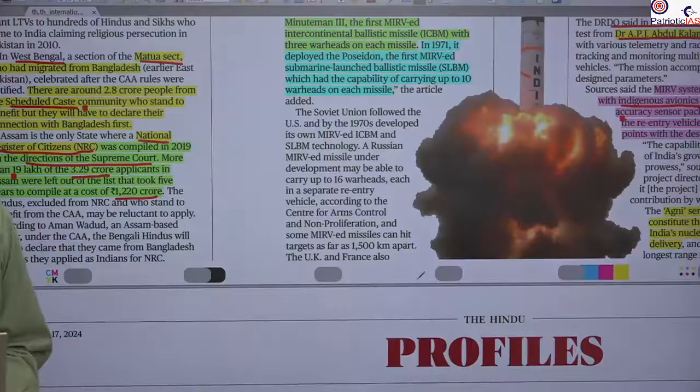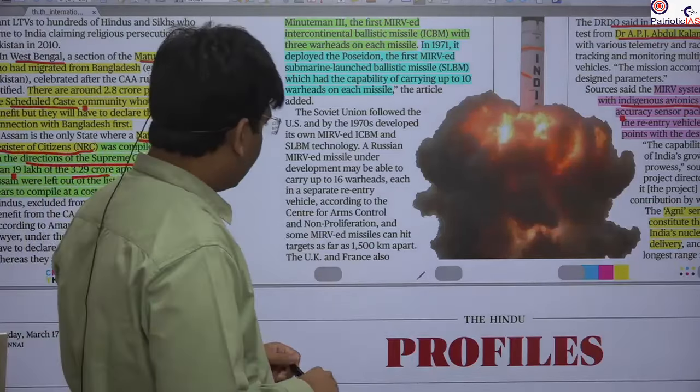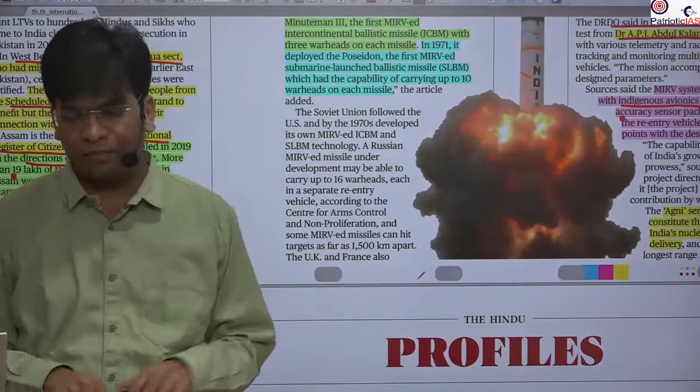exempted from the CAA. So this is all about the CAA. You should know what rules have come.